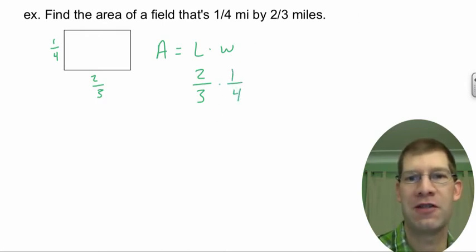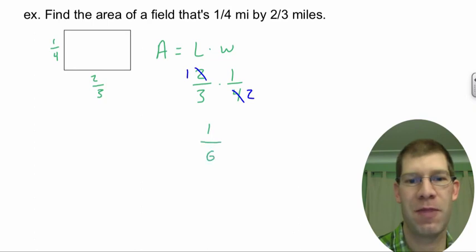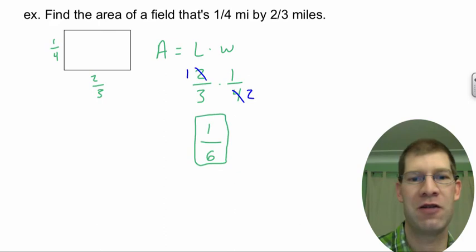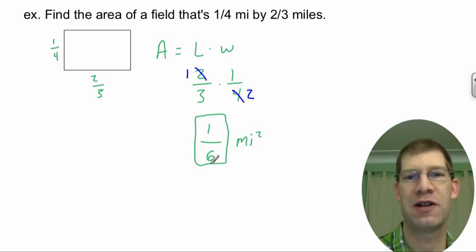And if you start out simplifying now, that'll often make things look nicer. My 2 and my 4 are both even, so I'm going to divide by 2 and I get 1. Divide by 2 and I get 2. So we end up with a 1 times a 1, which would be 1. And a 3 times 2 is 6. And that we can't reduce either. So the total area there would be 1/6 square mile. Or if you want to do the units, you could say miles squared.